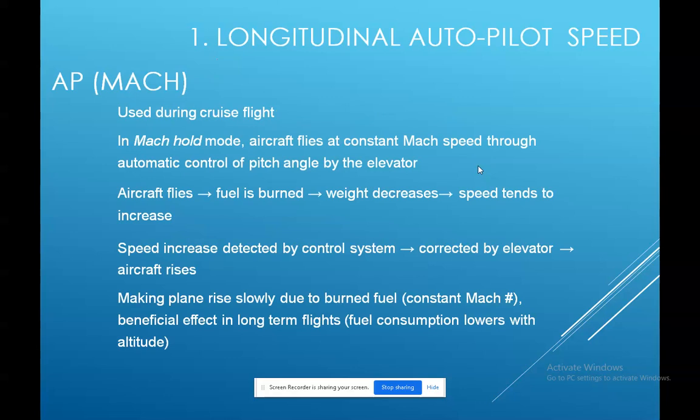Then Mach number. If you have the Mach number or Mach hold mode, then the aircraft will be flying at a constant Mach speed. Depending on the Mach number, the speed will be maintained throughout the automatic autopilot system. The elevator will be maintaining the direction, and the speed will be based on the Mach number provided.